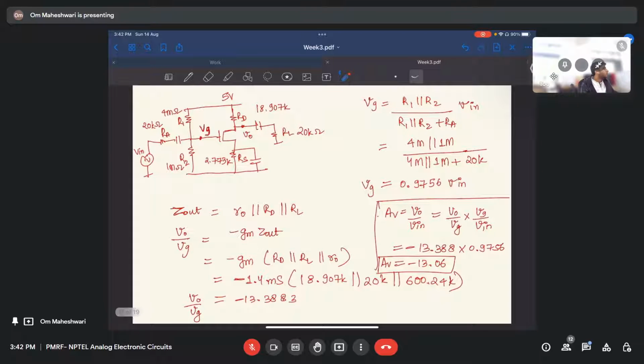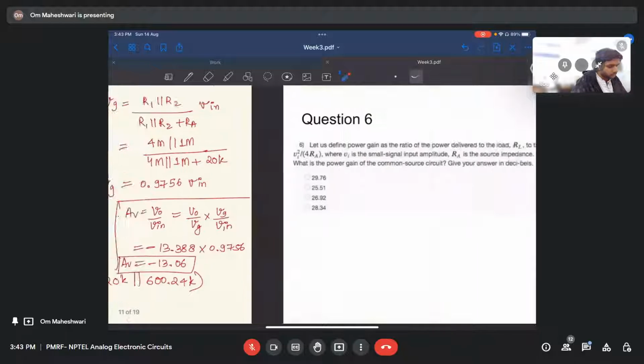Any doubts in this part? No, sir. So I hope you have seen this minus GM Z out. It should have been in the week 2 videos, if I'm not wrong. The gain of a common source amplifier.